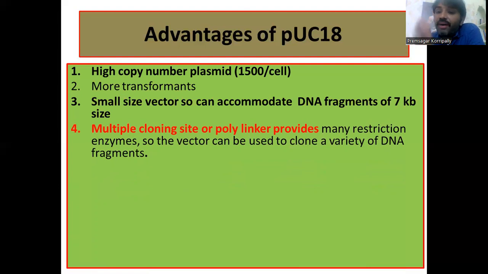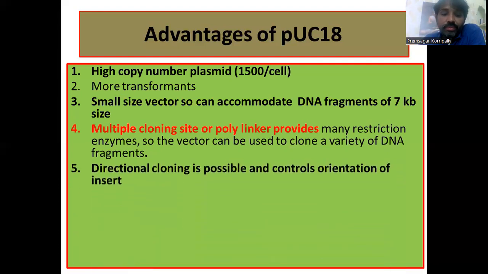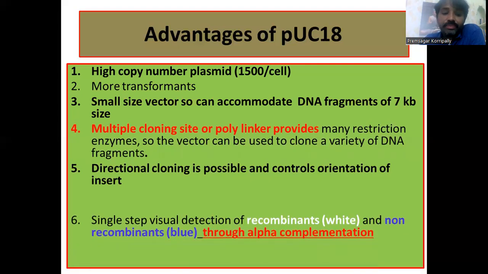Then the multiple cloning site or polylinker provides many restriction enzyme sites, so that the vector can be used to clone a variety of DNA fragments, and you can use two sites for directional cloning. You will not lose any fragment, because the sites are within a space of only about 20 to 30 nucleotides. Directional cloning is possible and controls the orientation of your DNA fragment.